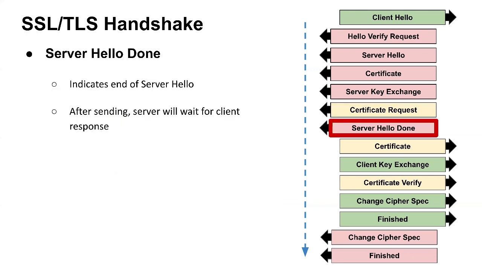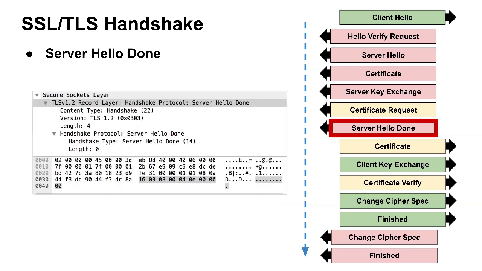And then the last message of that flight from the server is the server hello done message. This indicates the end of the server hello, and after the server sends this, it's going to wait for data from the client. That's a pretty simple message in Wireshark, as you can see here.